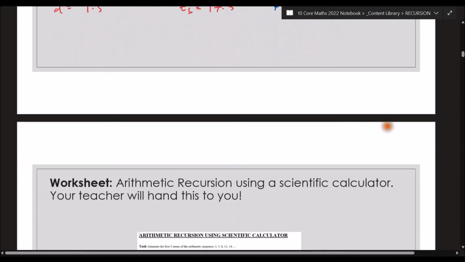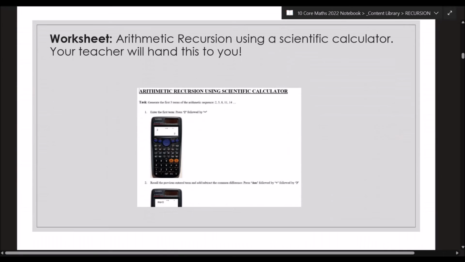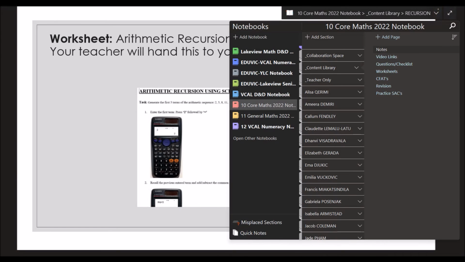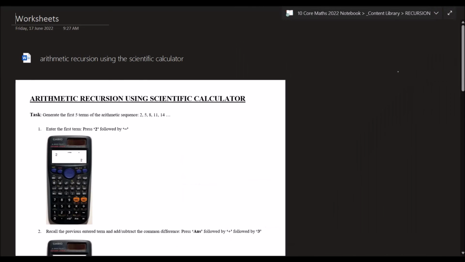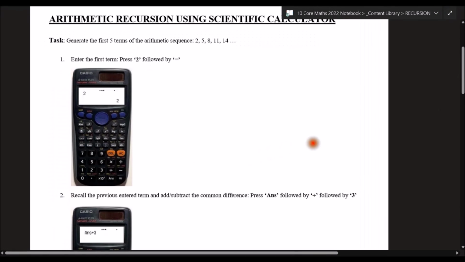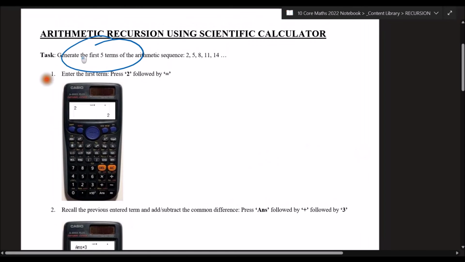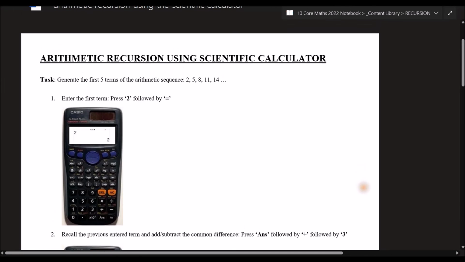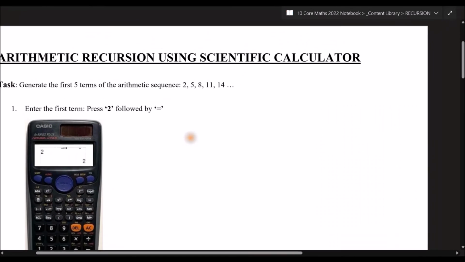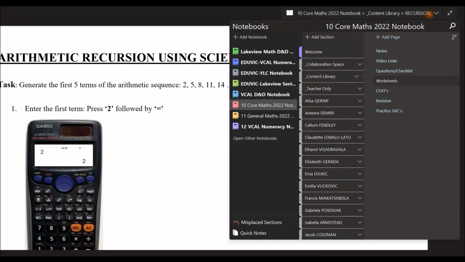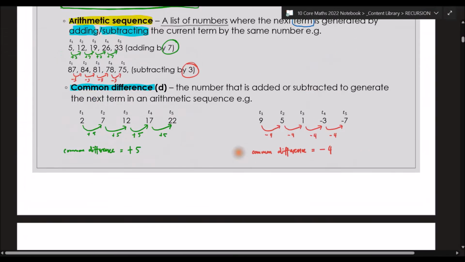All right, so what you're going to do now is use your calculator to do these questions, more or less. The worksheet that your teacher is going to give you will look like this, and it's got instructions there. Maybe I might go through one real quick with you so you know what to do. You can generate, which means make, the first 5 numbers of an arithmetic sequence. Let's just use this example here.